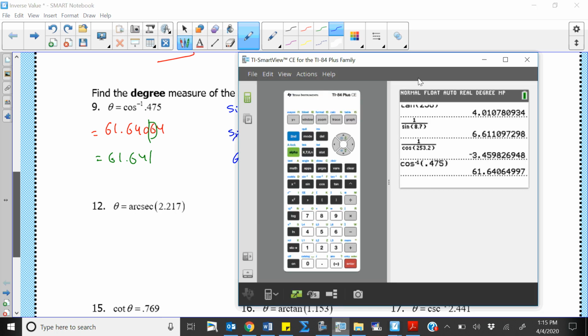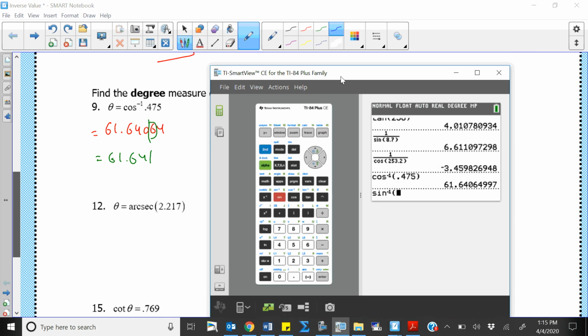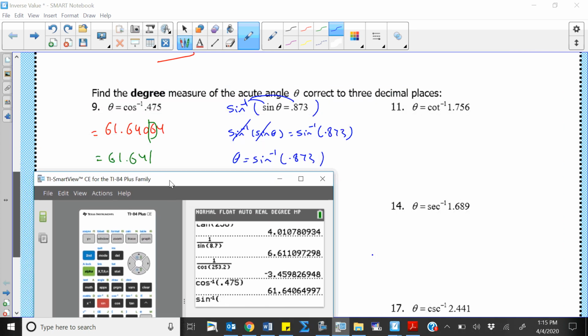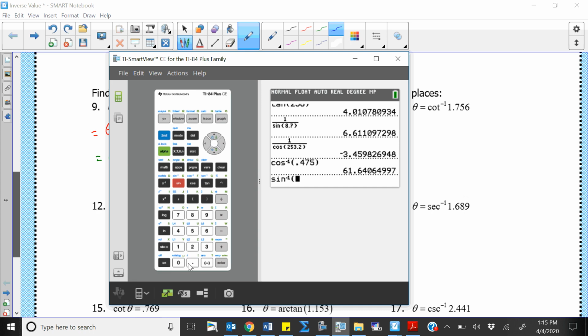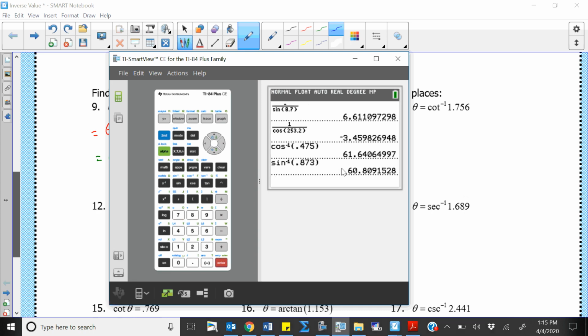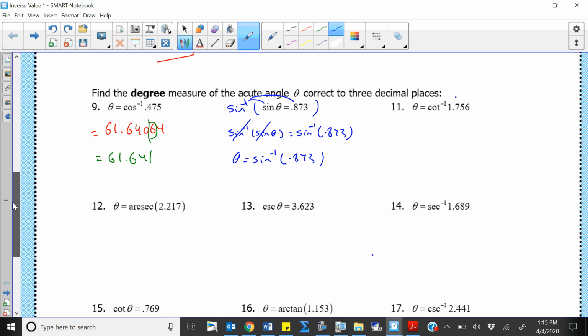So I just go here, and second sine gives me sine -1 of 0.873, and then gives me the answer. I leave the rounding for you. Okay, let's go to the next one.